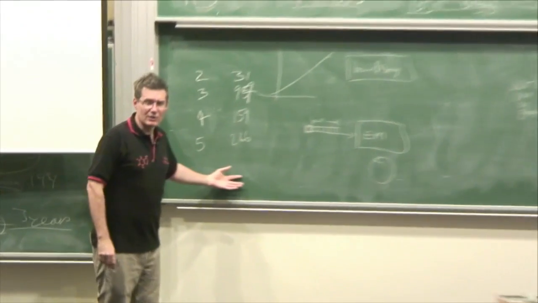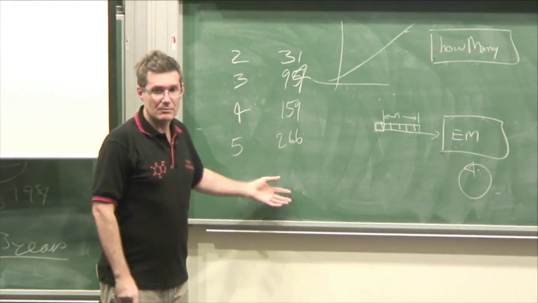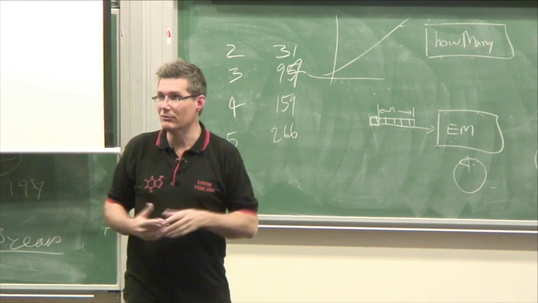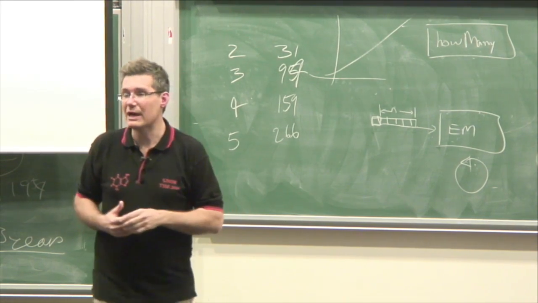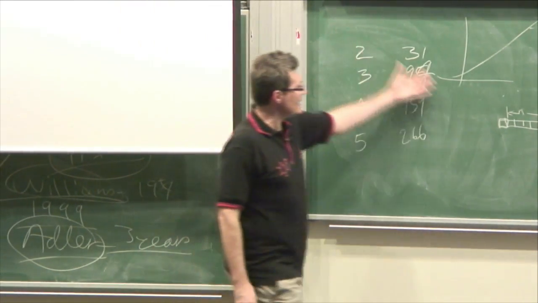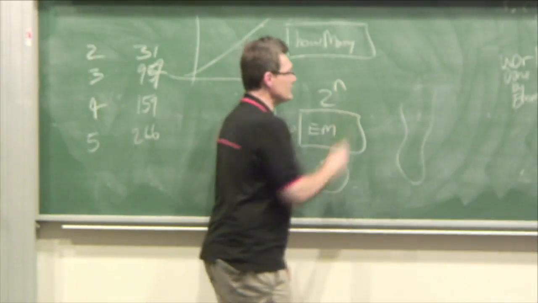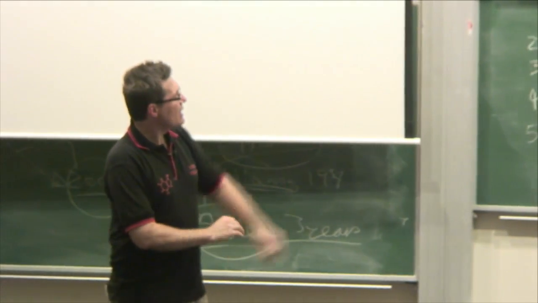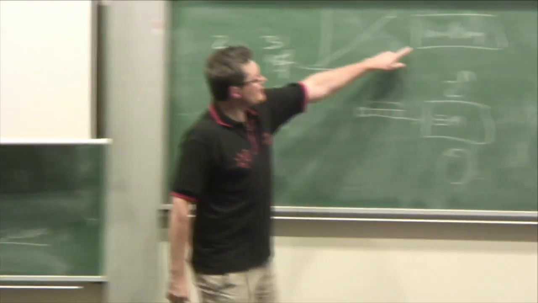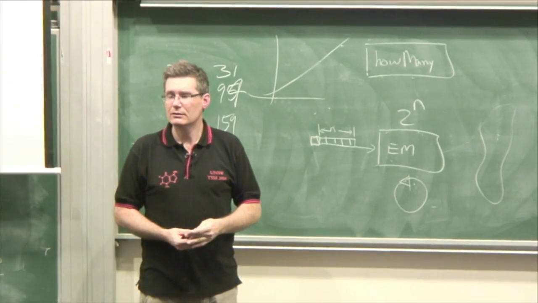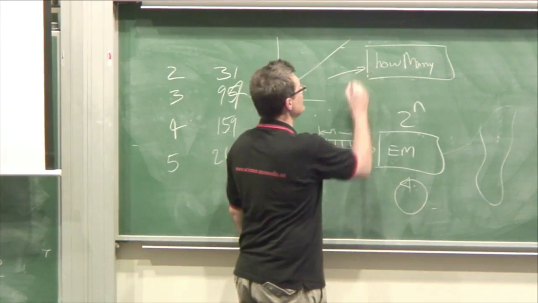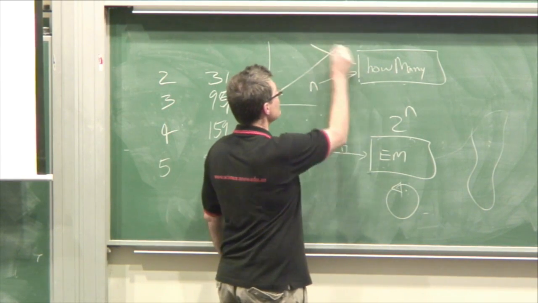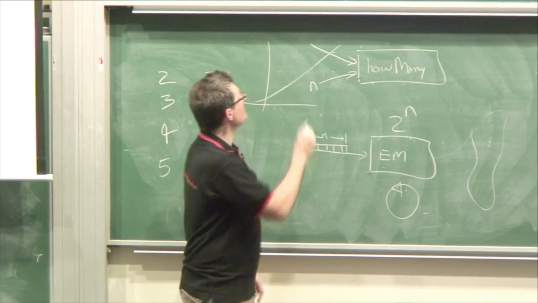I'm sort of expecting that this is going to grow exponentially. We won't know unless we try all permutations and we try all values of n. You now are able to do that with your programs. But we suspect that the emulator has exponential complexity. So if the emulator has exponential complexity, what's the complexity of how many? What does how many take in? Takes in n, the number n. What else does it take in? The permutation.